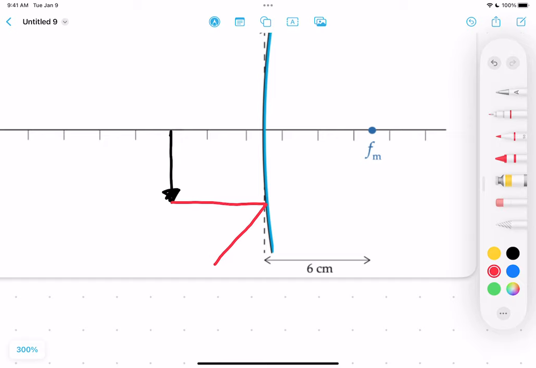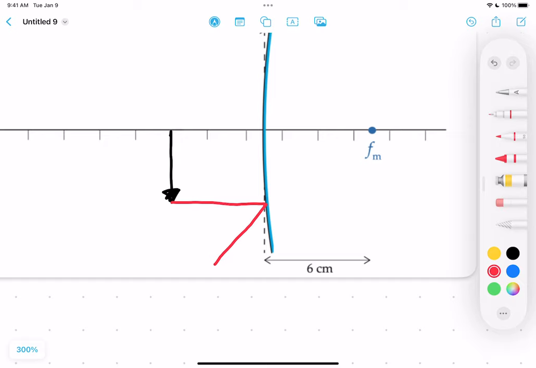Now for this ray, let me go back to my slides here just to make sure that I'm referencing the right ray. Hello. Awesome. Thank you. Let's see here. So, all right. What do I want to say here?